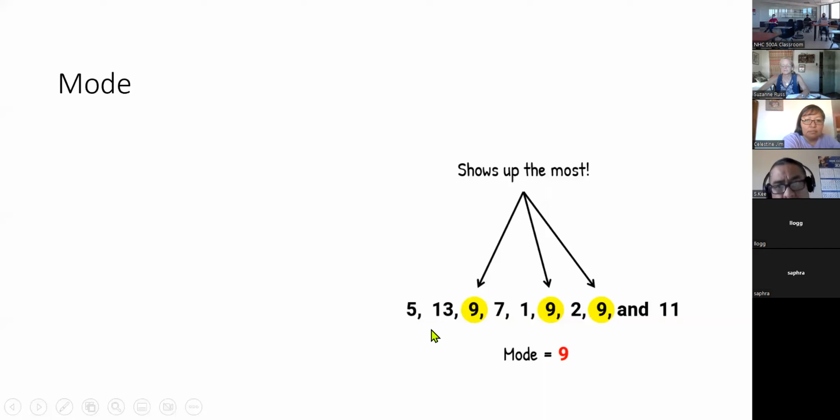So here's an example. What number in this tiny little data set shows up the most? Well, it's 9. You can see there are 3 9s listed there, and there's only 1 of every other value. And so we can see that 9 is the mode for that data set.